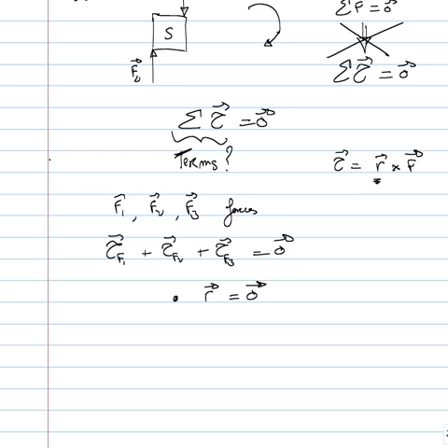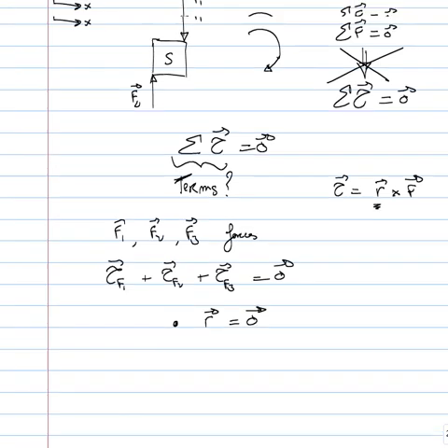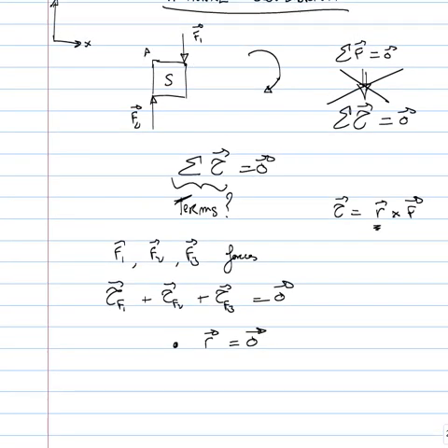For example, if you have an object, let's use the same object. Point A is here, point B is here, point C is here, point D is here. If you are going to calculate the sum of the torques at point B, obviously the torque created by F1 is going to be equal to 0 because r is equal to 0. That's the first possibility, that one of those terms here could be equal to 0.